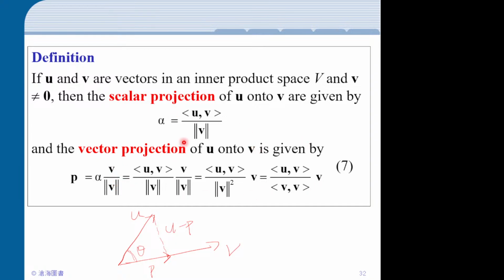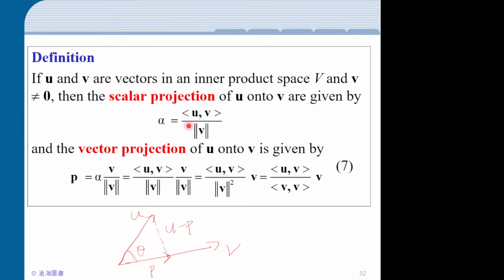Then we can do a little more. Alpha is the inner product of U and V divided by the length of V, times V divided by the length of V. So this is the inner product of U and V over the length of V squared, times V. So it's the inner product of U and V divided by the inner product of V and V, times V. Those are similar to the definitions we had in Rn.